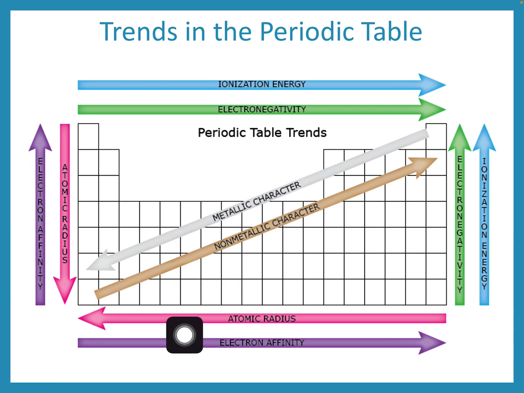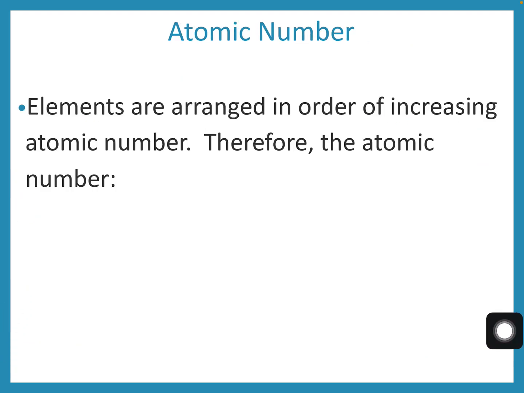In this lesson, we are only going to focus on atomic radius, ionic radius, which is the same trend as atomic radius, and then comparing the size of an atom versus ion for a particular element. So the rest of these we'll look at in a different lesson.